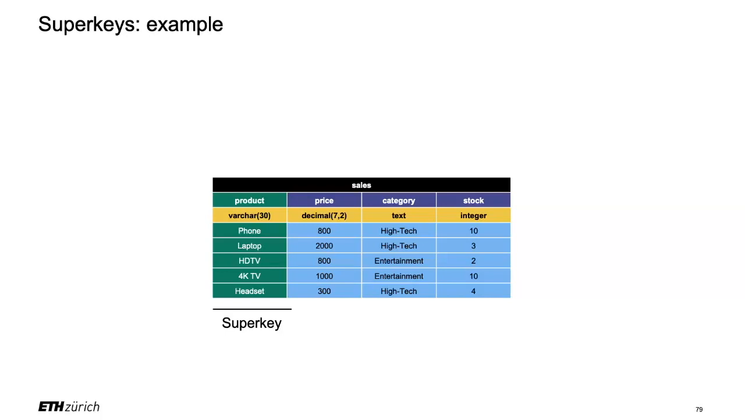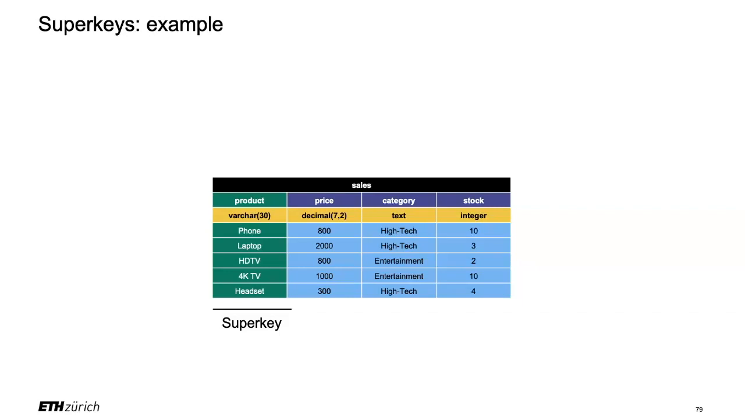All right. Now, this is a super key. Phone, laptop, HDTV, 4K TV, headset. How do I know? Well, it's because I have the functional dependency: product functionally implies product, price, category, stock. If I give you the product, then you know the price, the category, and the stock. Let me show you how that works. Let's say I'm saying, okay, product is HDTV. What is the stock? 2. You see, you know the stock without me giving you further information.